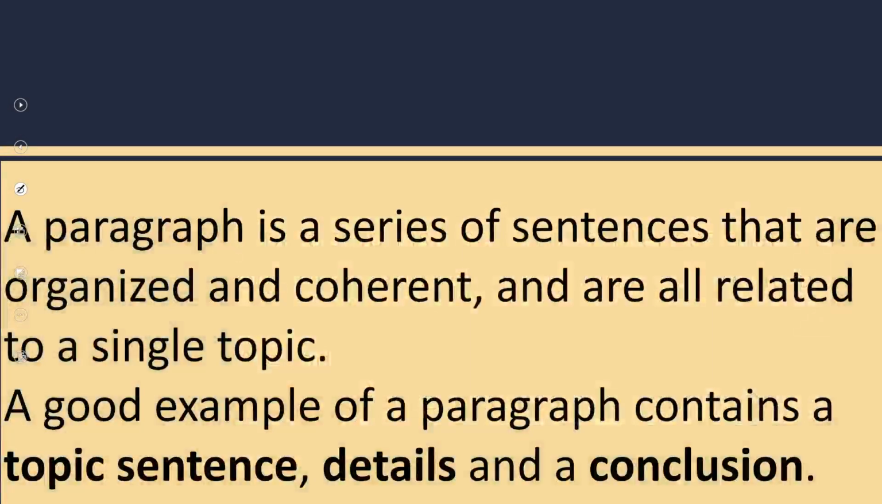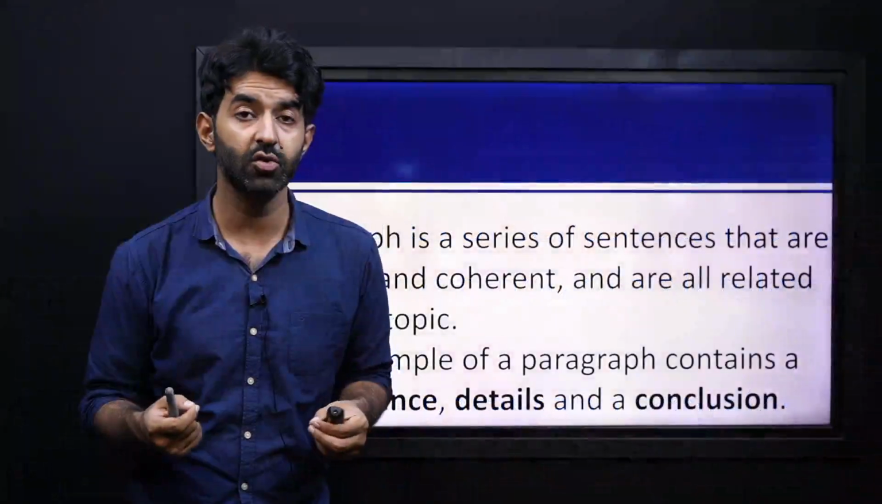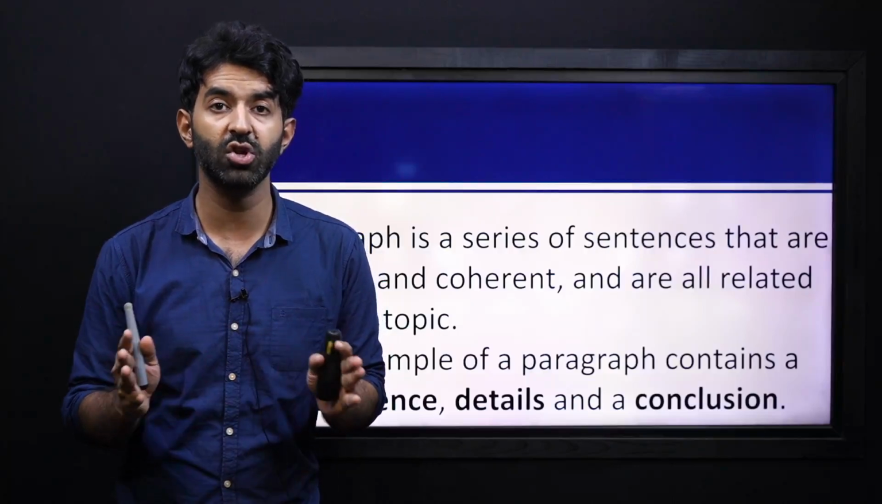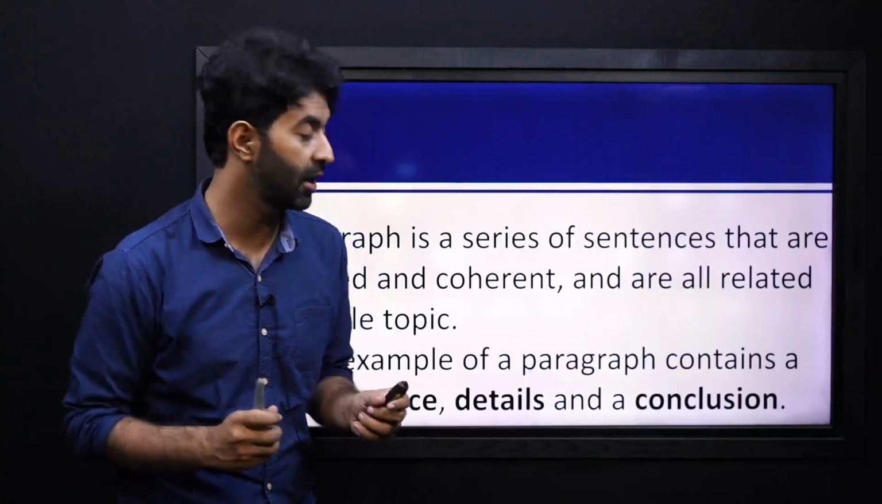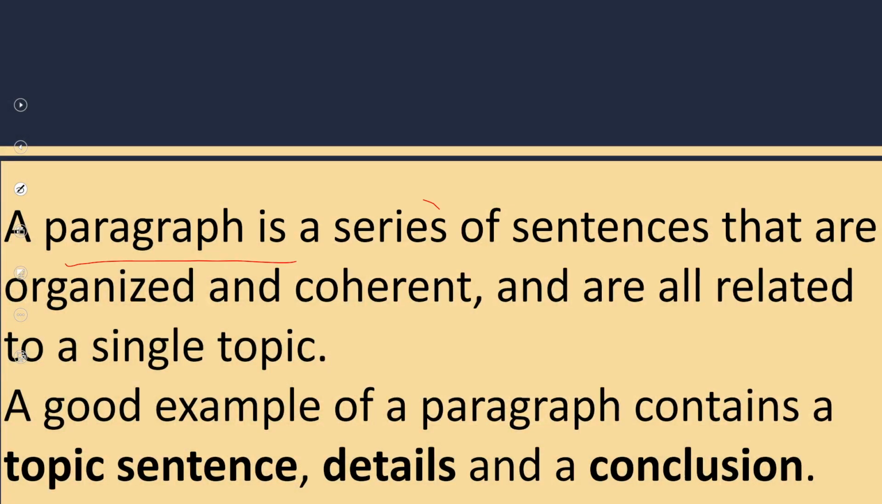Now, what is a paragraph? Let's try to understand it through its definition so that we are very clear about what a paragraph is. A paragraph is a series of sentences that are organized and coherent and are all related to a single topic. In a paragraph, you see a lot of different sentences. They are organized, they are connected with one another, and they are related to a single topic. If you find out the topic, it will be one single topic out of that paragraph.